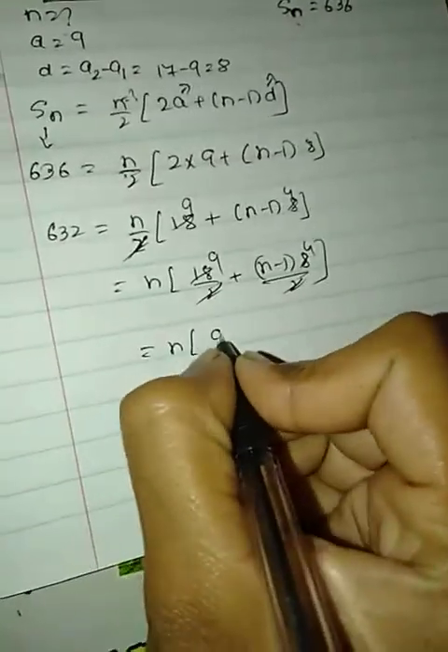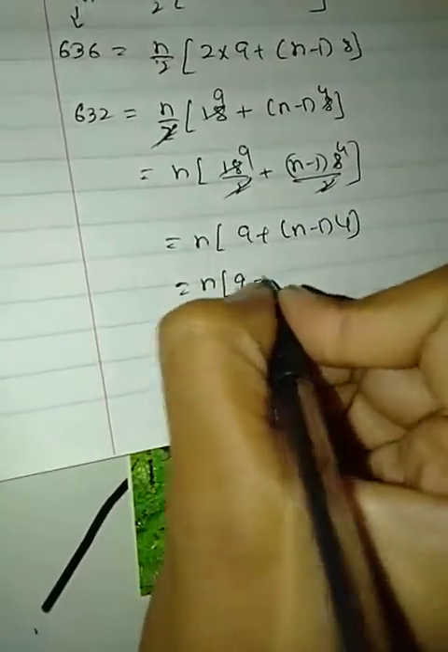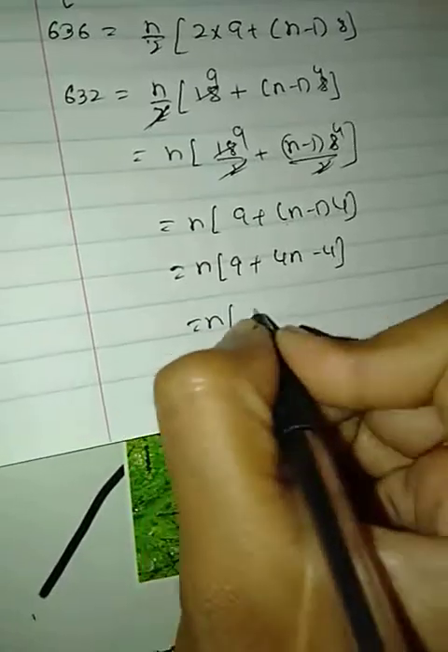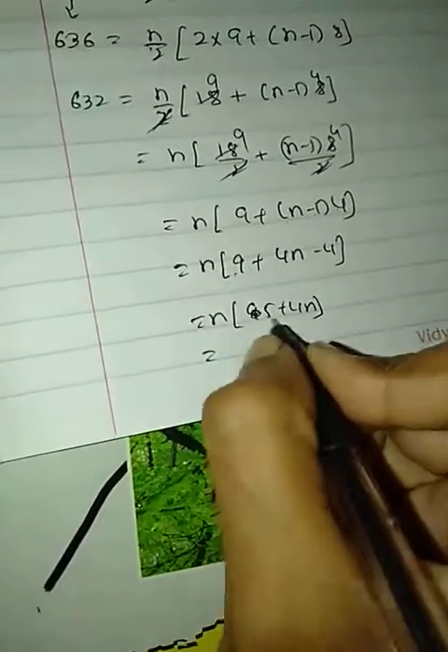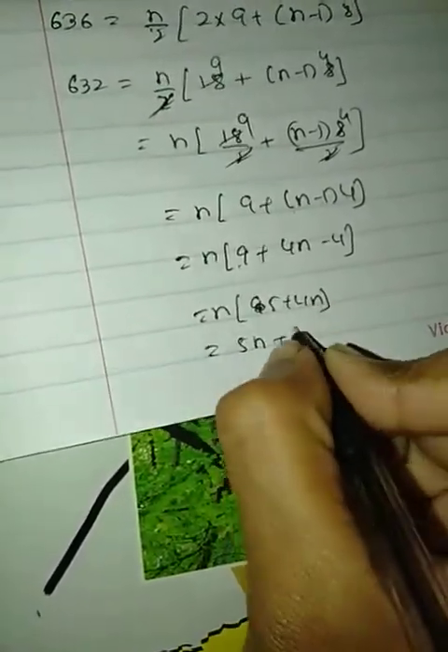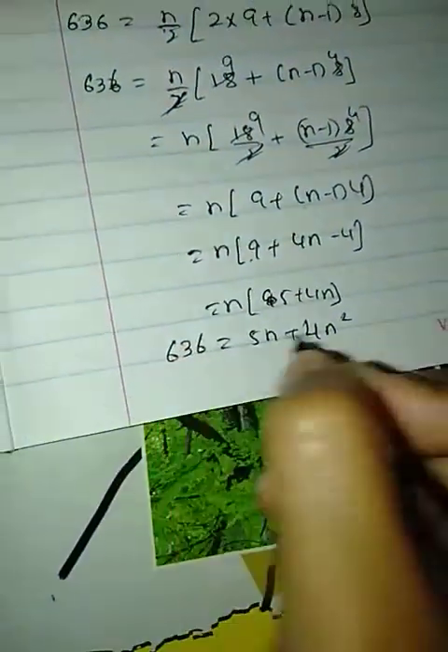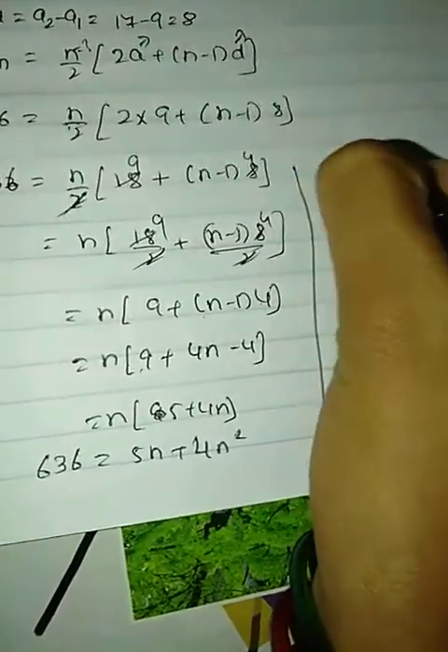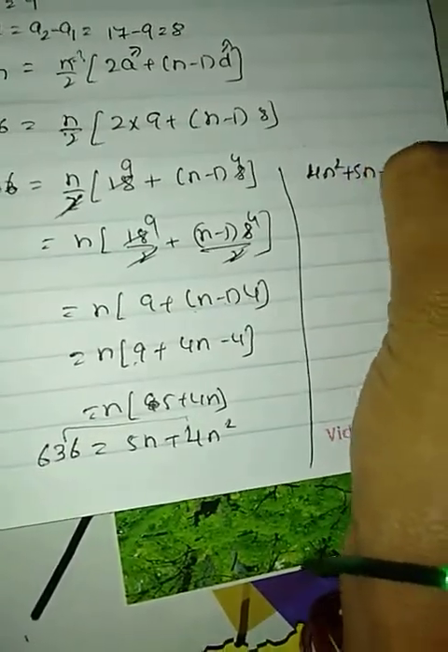So n into 9 plus n minus 1 into 4. So n into 9 plus 4 into n, 4n, minus 4. So n into 9 minus 4 is 5 plus 4n. Multiply now, n into 5n is 5n, plus 4n into n is 4n square. This is 636. So this is 4n square plus 5n. Shift 636 towards this side, plus becomes minus, is equal to 0.